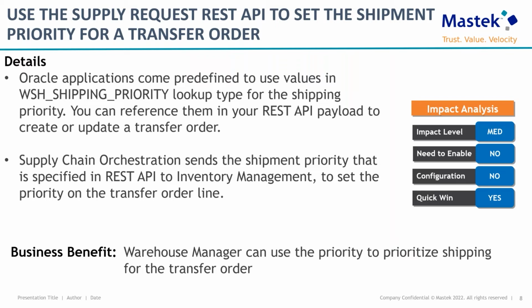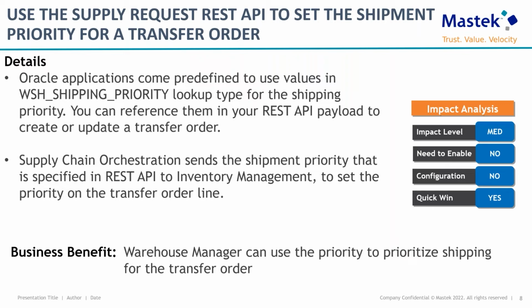Oracle application comes with predefined values in the WSH shipping priority lookup type for the shipping priorities. By default, this starts with high, medium, and low, and some users may have an extended list by providing their own additional values. This feature now allows the user to reference them in the REST API payload to create or upload a transfer order, which means we have a tag available for shipping priority on the REST API.